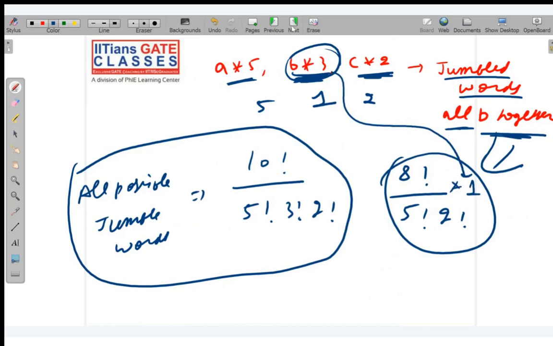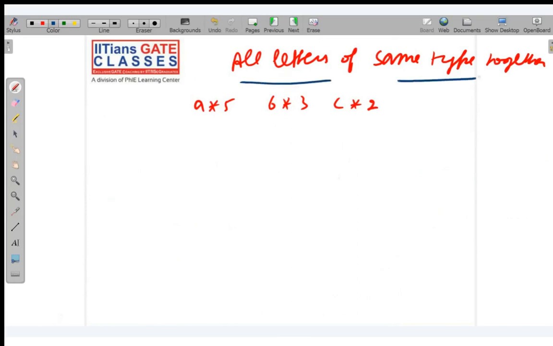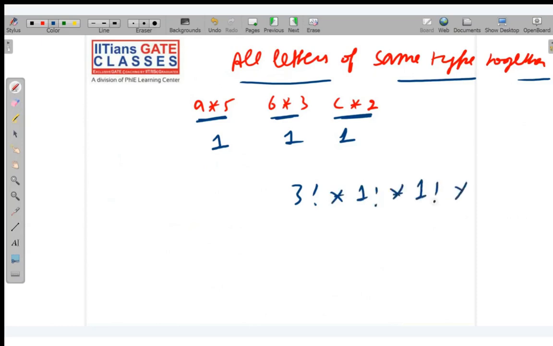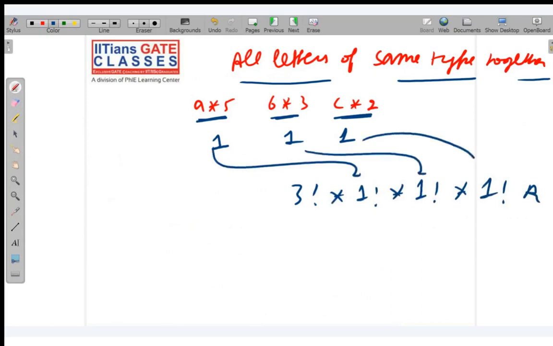Done, sir. Okay, next is all letters of the same type together. So I will consider everything as together. Apply glue over it, 1 1 1. So 3 factorial ways. That's it. This is my final answer. If you want to show the arrangement also, I will write 3 factorial into 1 factorial into 1 factorial into 1 factorial. The answer will not change, but I have written it so that everybody gets crystal clarity.